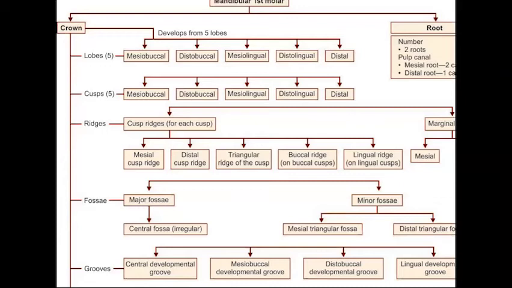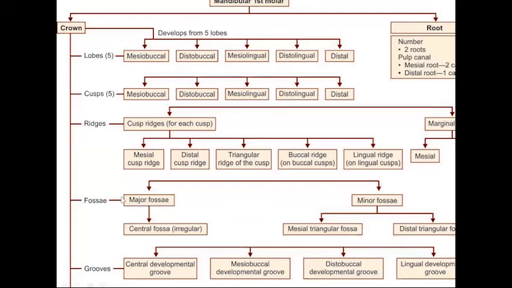Flow chart of the mandibular first molar crown. It develops from five lobes: mesiobuccal, distobuccal, mesiolingual, distolingual, and distal. Cusps, five cusps: mesiobuccal, distobuccal, mesiolingual, distolingual, and distal. Ridges, cusp ridges for each cusp: mesial cusp ridge, distal cusp ridge, triangular ridges of the cusp, buccal ridge on buccal cusp, lingual ridge on the lingual cusp, and marginal ridges, mesial and distal marginal ridge.